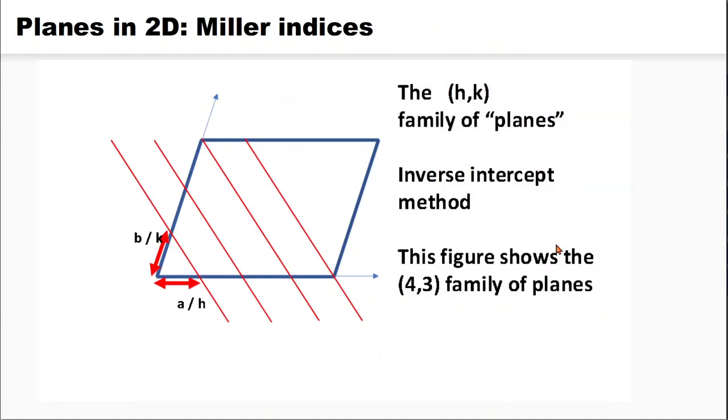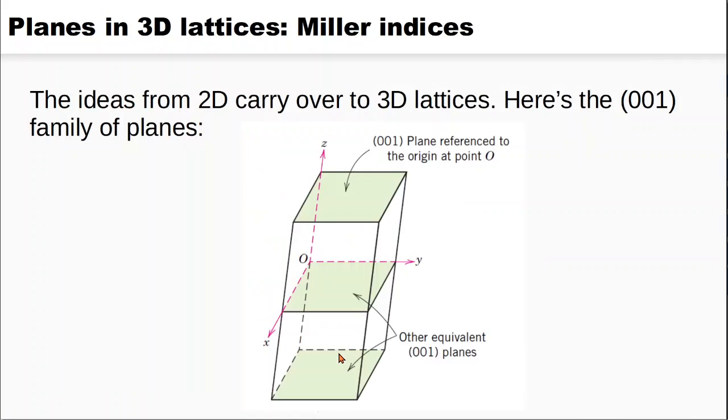Finally we turn to planes. In the case of planes in 2D lattices, the first of the hk family of planes has its intercept at a over h along the a axis and b over k along the b axis. So we implement the same idea in 3D. This picture shows the 0,0,1 plane. Note where the origin is. The top plane is 0,0,1 with respect to the origin as defined in this picture, and the other planes are drawn using other lattice points as their origins.